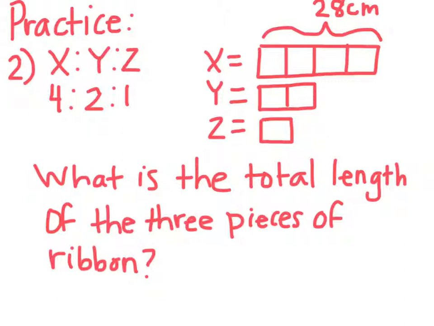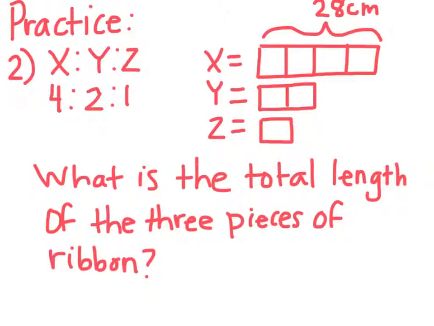Here's practice problem number 2. Raymond cut a roll of ribbon into 3 pieces, X, Y, and Z, in a ratio of 4:2:1. The length of the longest piece of ribbon is 28 centimeters. Find the total length of the 3 pieces of ribbon.